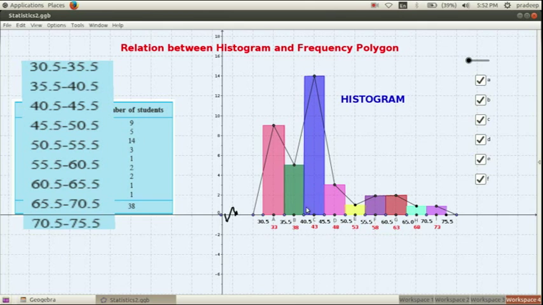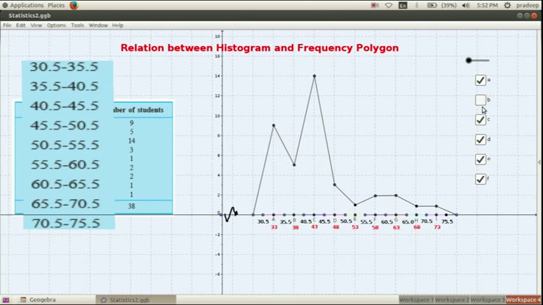This is the polygon. We need not have this histogram later, therefore we can hide this histogram. In order to get this frequency polygon, we have to write these mid values. We need not write these class limit points. Mid values have to be marked here, and right above these mid values, corresponding to the frequency, we should have points, and by joining those points we will get a graph. By joining the initial point and terminal point with the x-axis like this, we will get the frequency polygon.